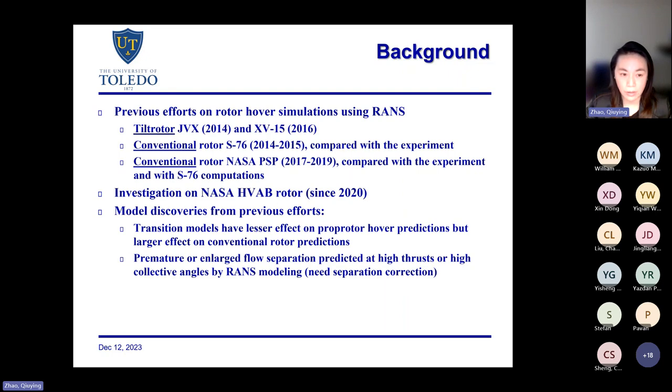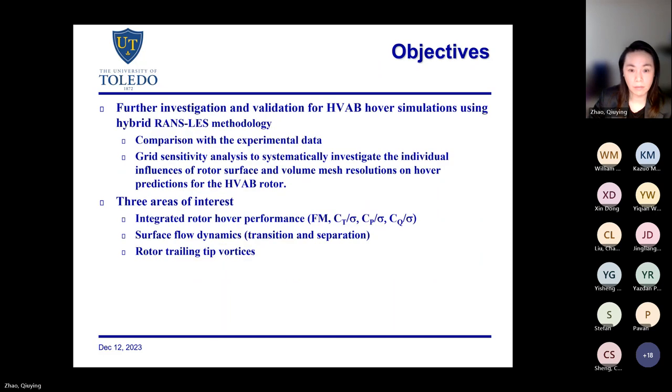From the previous simulations using RANS solvers, the key points we obtained are that the transition models have less effect on the prop rotor or tilt rotor predictions, however, they do present a large effect on the conventional rotor predictions. And we do see premature and enlarged flow separations at high thrust and high collective angles if we use the RANS solvers. So in that case, a separation correction method should be applied at high collective angles. Those are some conclusions we obtained from the previous RANS simulations on different types of rotors.